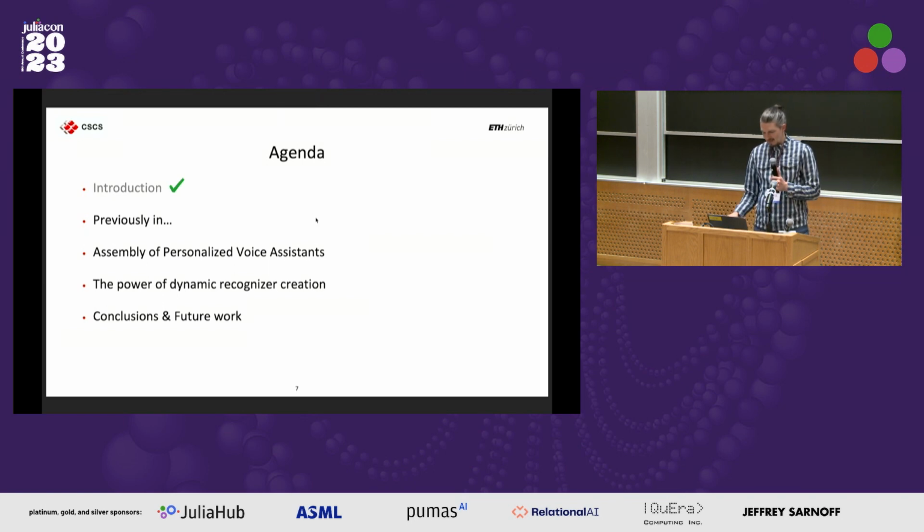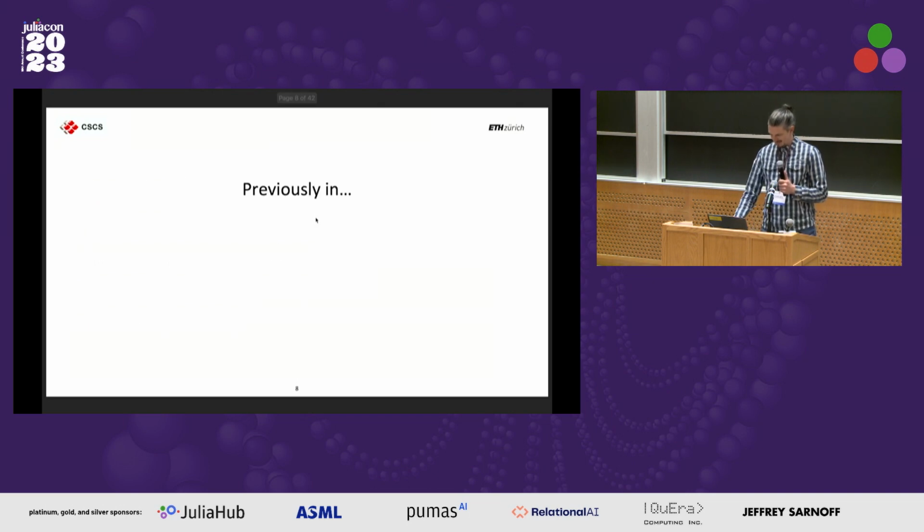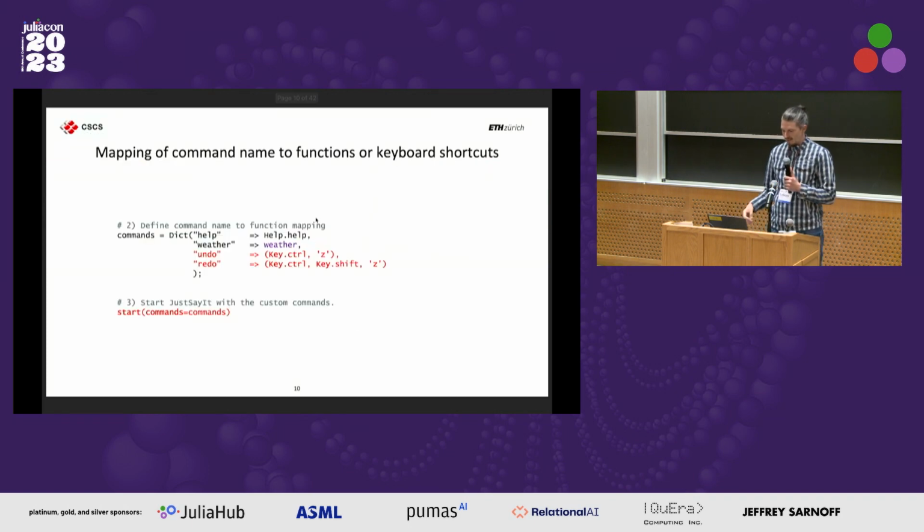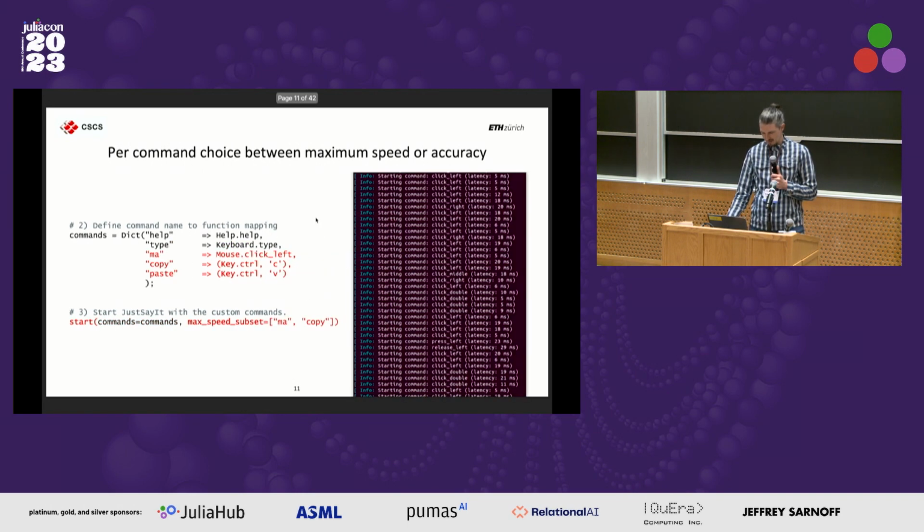I had a talk already last year at JuliaCon, so I'll do a flash recap. It was about a fresh approach to open source voice assistant development. You find the video on YouTube. And I showed that we can do very simple mapping of command names to functions or keyboard shortcuts, and that we can choose per command between maximum speed or accuracy. For example, for a mouse click, you want maximum speed.